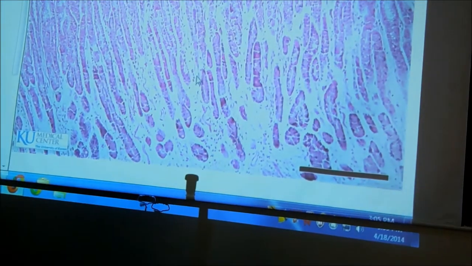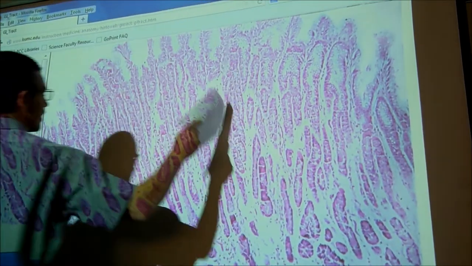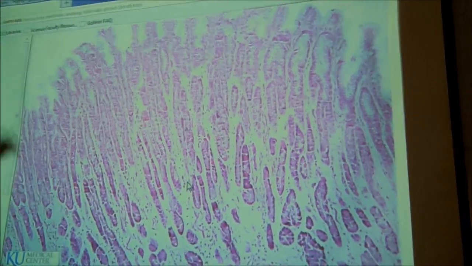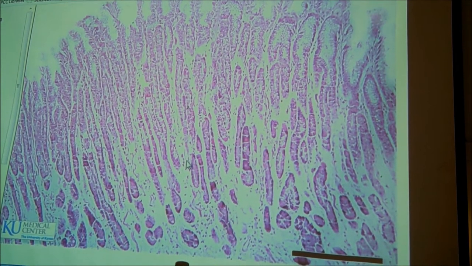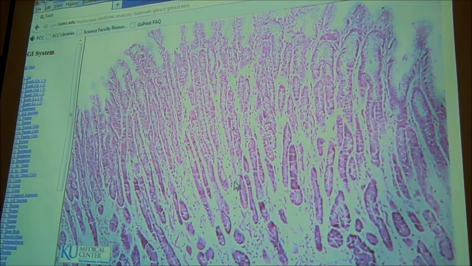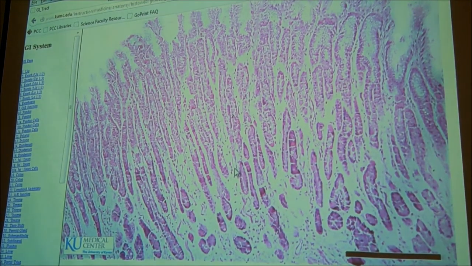So I'll show you another view. All right, so here are my pits, the white areas. Here are my glands, these areas that are darker down here. This is a stomach, looks like feathers, wispy, bamboo kind of thing. Make sense? So it's not an esophagus. All right, so now let's make it a little difficult for you.